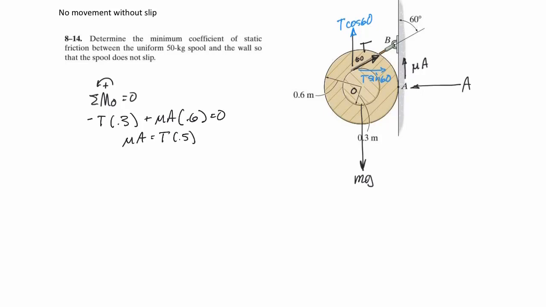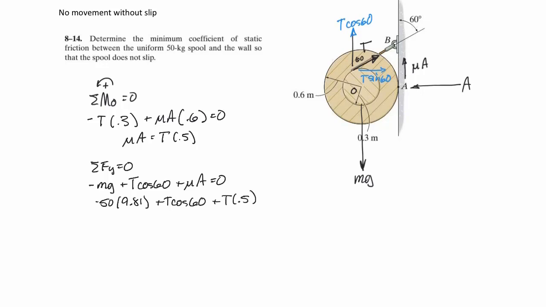All right, I've got three unknowns actually. I don't know mu or A or T. Let's see what else we can do. Let's sum the forces in the Y. Here I got minus mg, I do know that, is 50 kilograms times 9.81, plus T cos 60, plus mu A is equal to 0. And I know mu A is equal to T times 0.5. Wow, look at that, that's equal to 0, so I can solve for the tension here with that equation: 490.5 newtons.